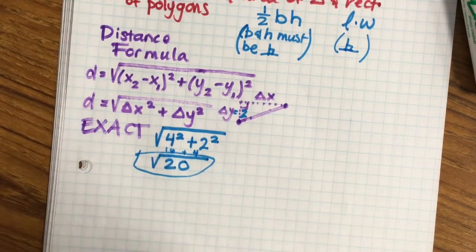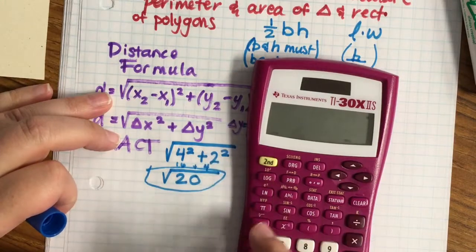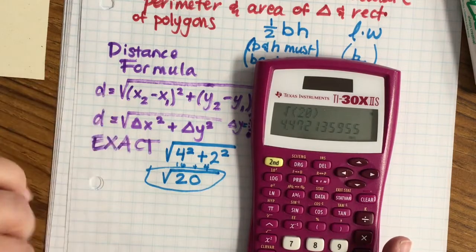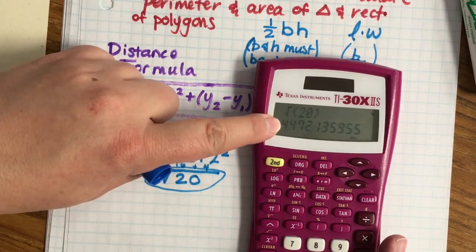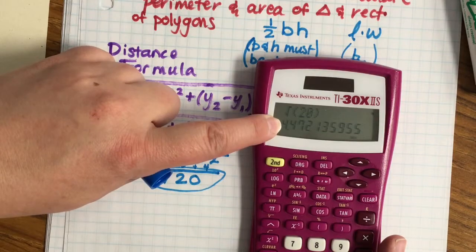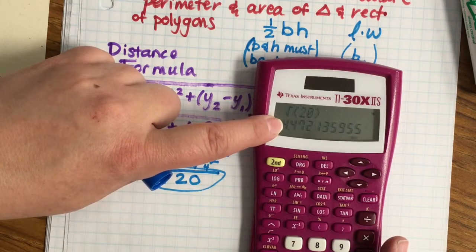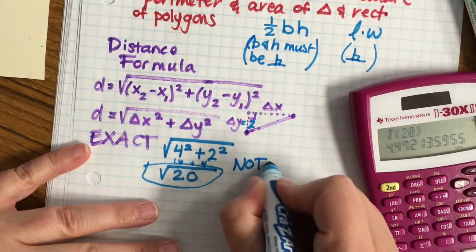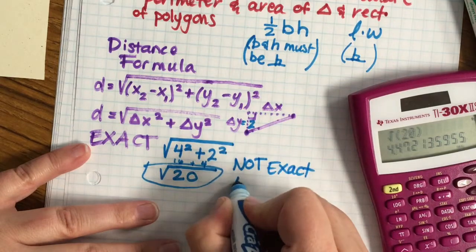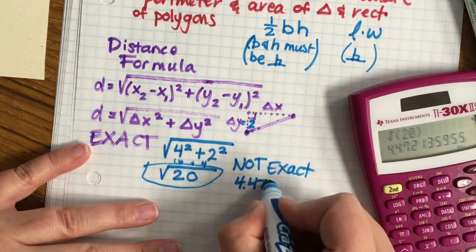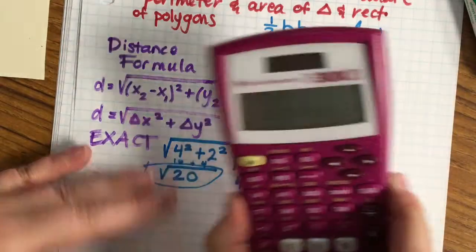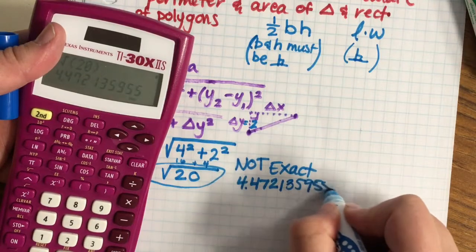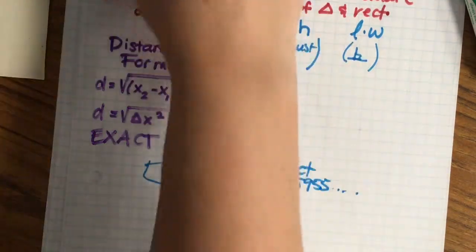If I actually found the square root of 20 on my calculator, notice I get this crazy decimal. Is there any way to get an exact answer when we have to round? No, it would still be rounding. So this would be not exact. Not exact would be 4.4721. And even if you went out as far as you possibly could, there's still going to be more in the calculator. It's just that your calculator has to stop.